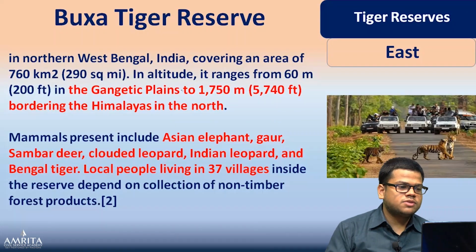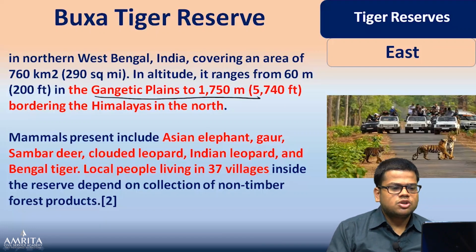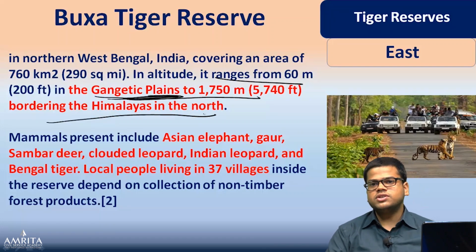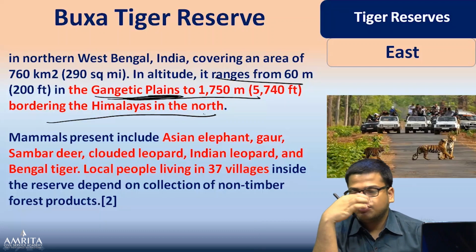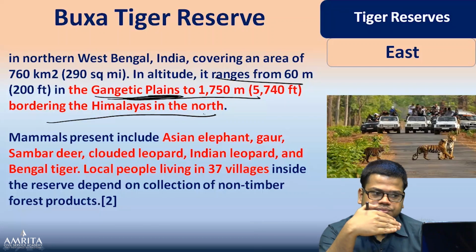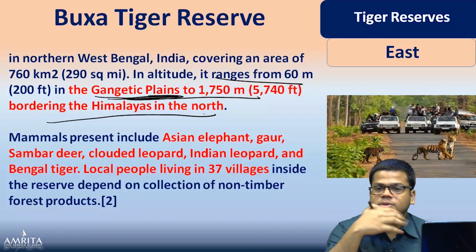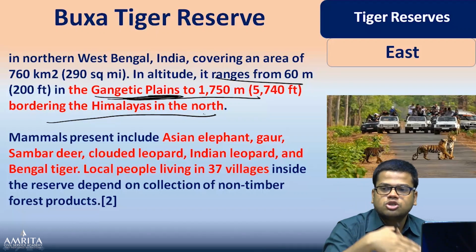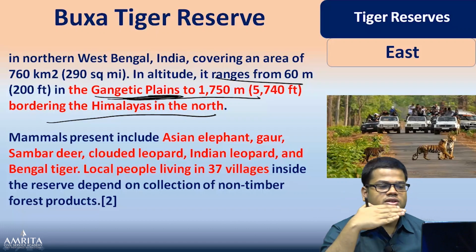It is in northern West Bengal, covering an area of this. The area is not important, I've just mentioned it. It ranges from 60 meters, from plains to bordering the Himalayas in the north. Obviously, the Eastern Himalayas are there. The plains are also there, because the Brahmaputra must be crossing that place. So it has a lot of altitudinal variation, this tiger reserve.